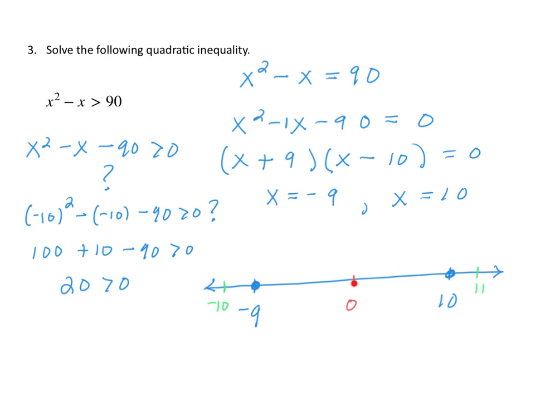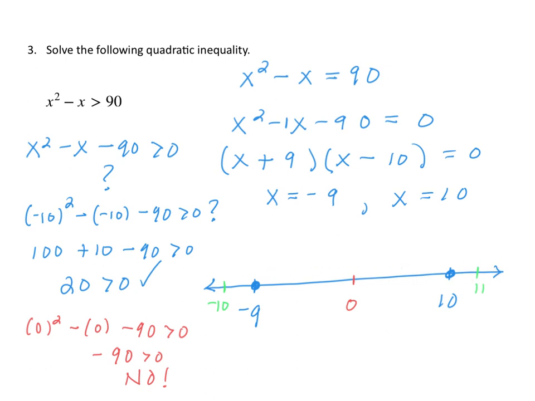Okay, what about 0? Does 0 work? I'll check that one. So is 0 squared minus 0 minus 90 greater than 0? This is minus 90 greater than 0? No. So I don't want to include any numbers from here. So this one was good. This region was not. What about 11?